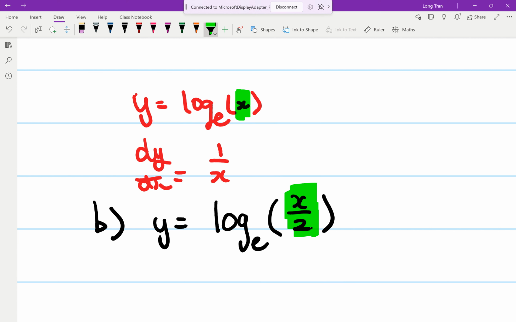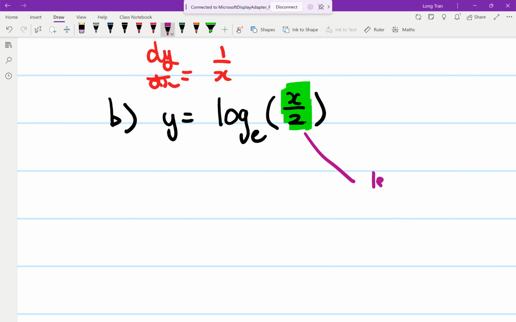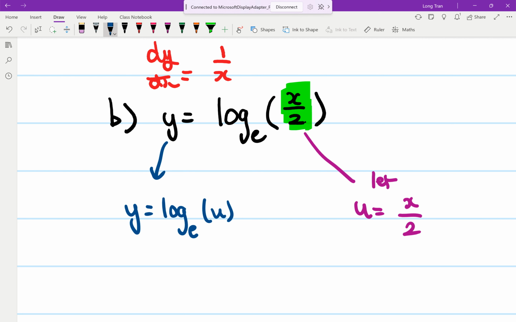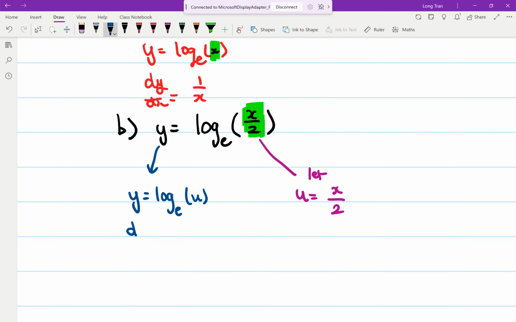So here I would say let u equal to x over 2. And then that means my new equation becomes y equals log e of u. I can now use my derivative. So dy/du has to be, based on my rule, the only difference is the letter of the variable, so it should be 1 on u.